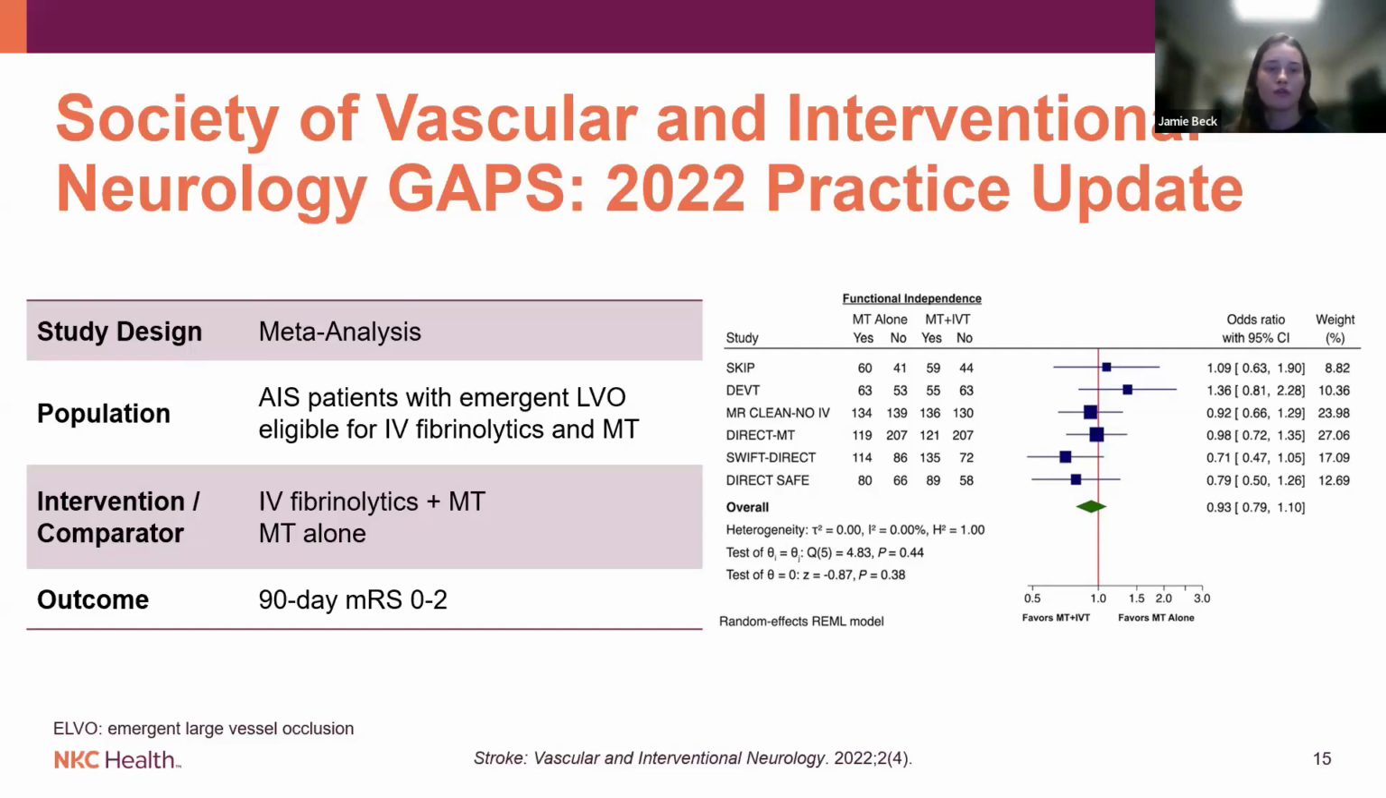So we can see here on the forest plot on the right that there was no significant difference in any of the trials or overall, which is represented by the red diamond at the bottom, that favored IV bridging with fibrinolytics before thrombectomy compared to just thrombectomy alone. We do see that potentially there is a trend, especially when looking overall, towards favoring IV bridging with IV fibrinolytics before thrombectomy, but again, not enough to be statistically significant.